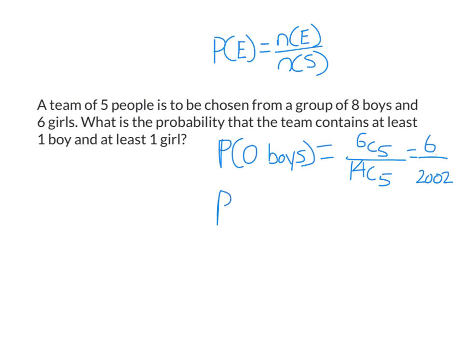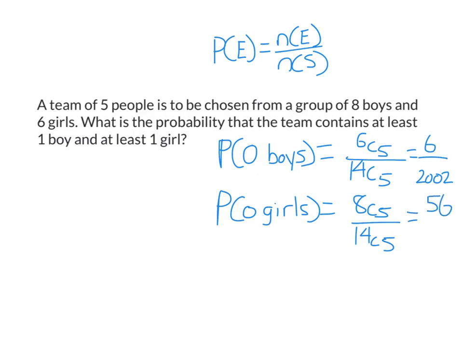Similarly, the probability that I pick no girls, that all of the people chosen are boys, would be 8C5, the number of ways I can pick 5 boys from a group of 8, all divided by 14C5, the number of ways I can pick 5 people from a group of 14. Using my calculator, 8C5 is just 56, and once again, 14C5 is 2002.